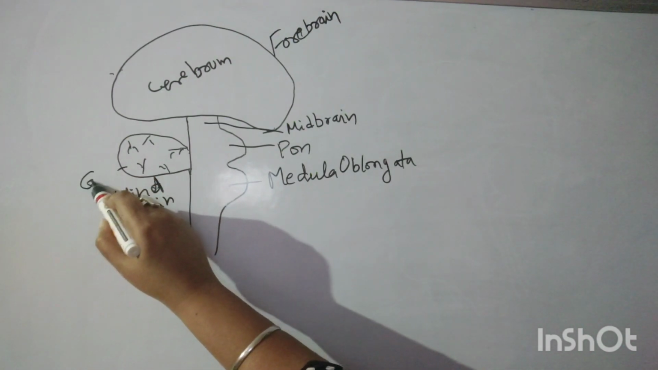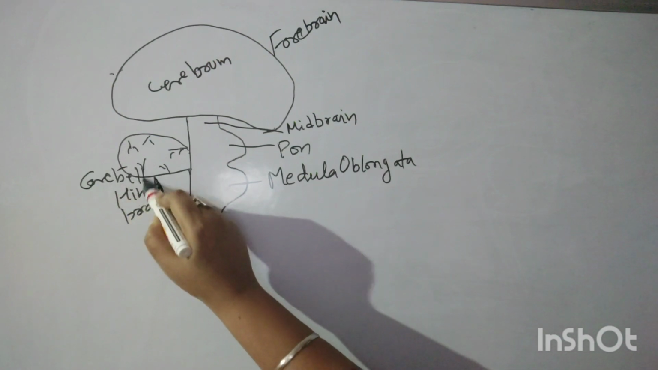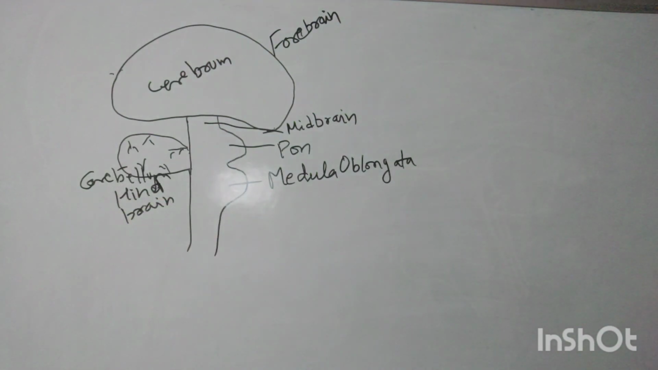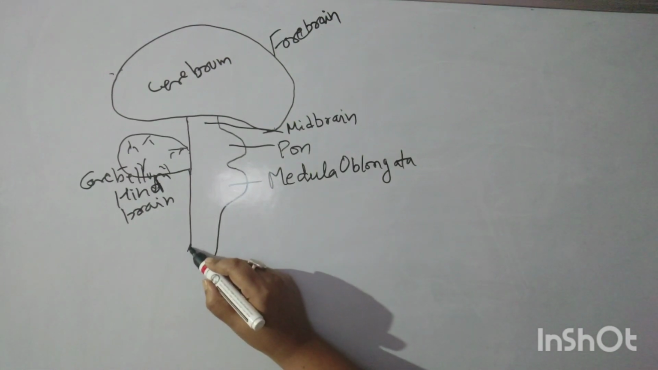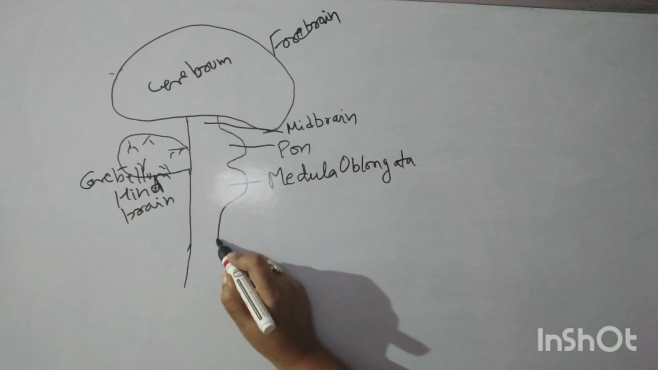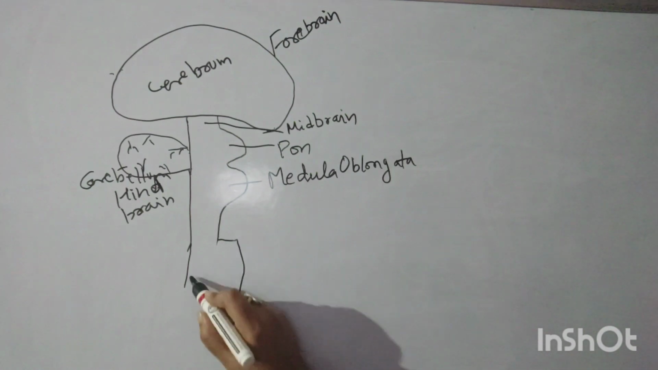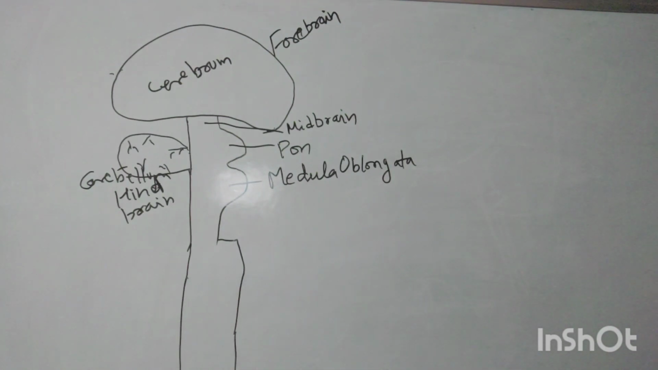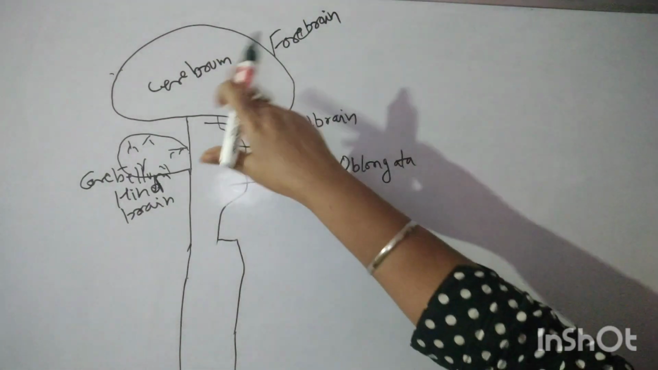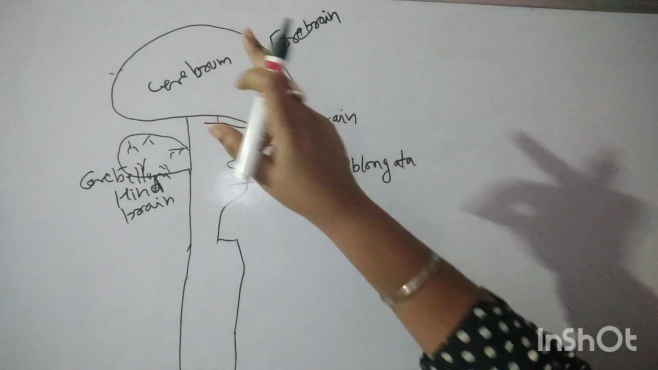This is our cerebellum. So the structures are clear now, and this continues to form the spinal cord. We will study this in detail in the next lecture. First, focus here. We are studying cranial nerves.